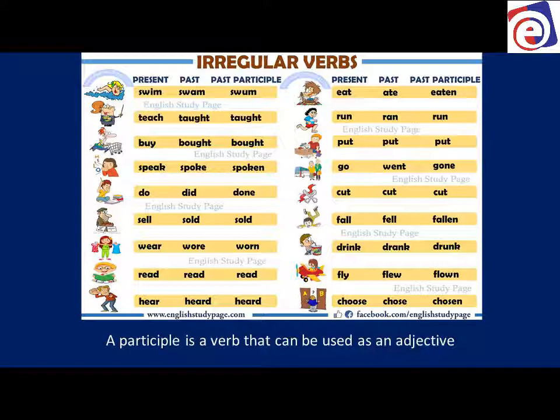Hear, heard. Eat, ate. I ate breakfast this morning. Run, ran. I ran 3 kilometers this morning. Put, put, same. Go, went. I went to the market. Cut, cut. Can you please cut the meat? I cut the meat yesterday.